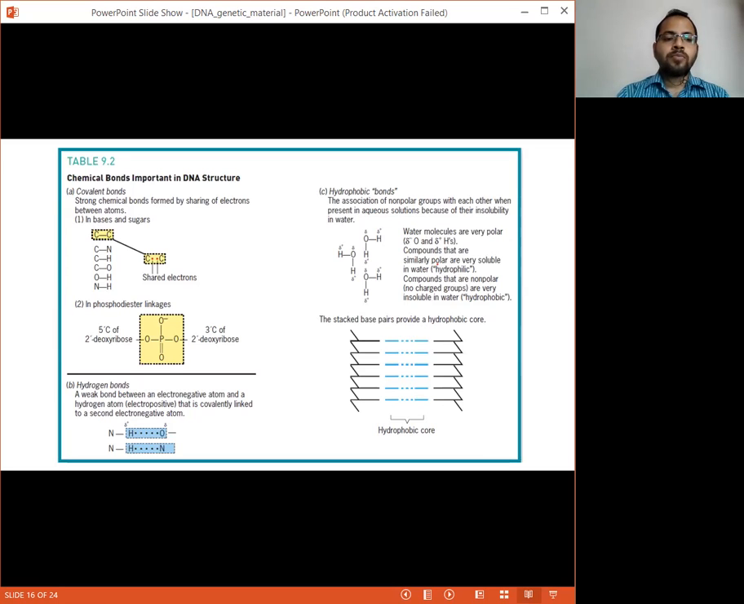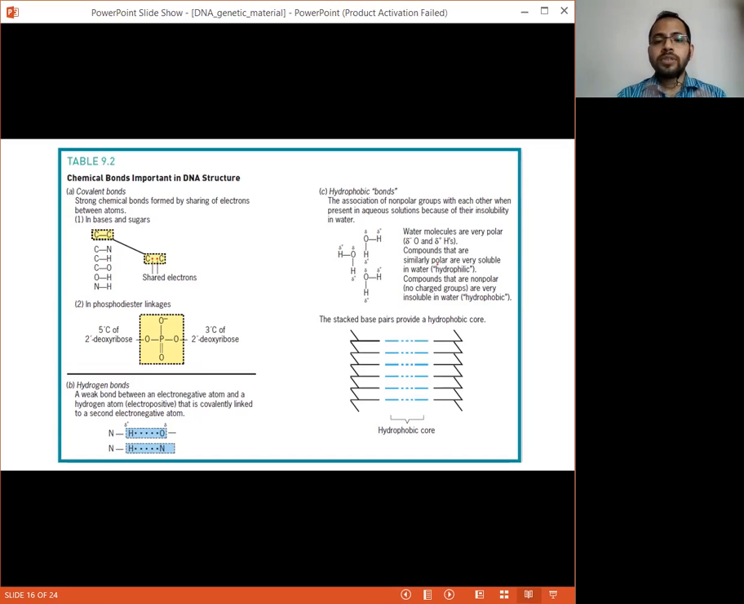Then another type of bond is known as hydrogen bonding, which is in nature a weak bond between an electronegative atom and a hydrogen atom. But in a cumulative way, these hydrogen bonds make the DNA structure very strong. That should be remembered: an individual hydrogen bond is weak in nature, but when we are talking about multiple hydrogen bonds, it becomes more rigid, more strong in nature.